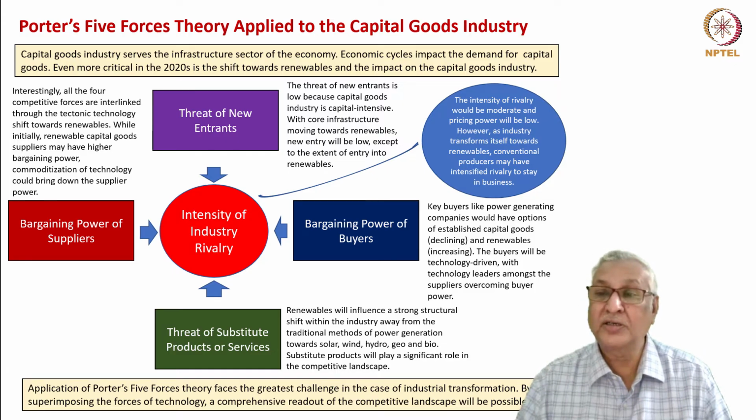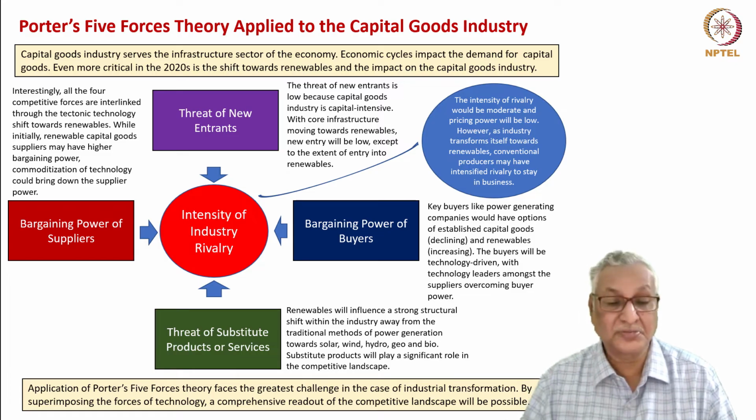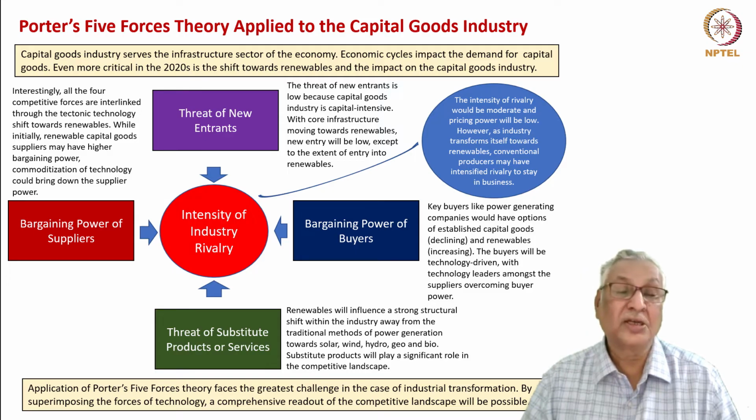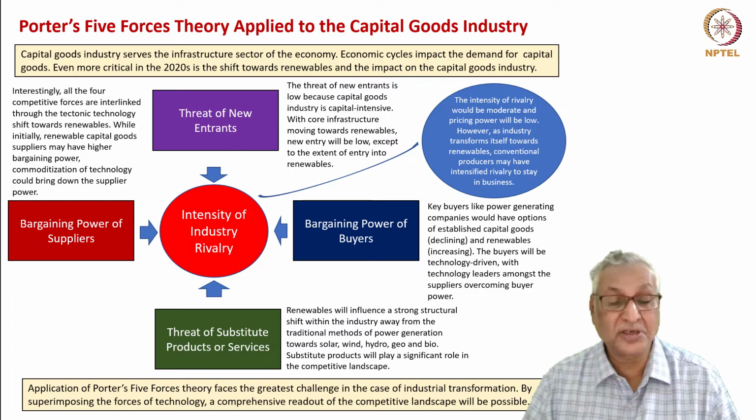It would be moderate and pricing power will be low. However, as the industry transforms itself towards renewables, conventional producers may have intensified rivalry to stay in business. The greatest challenge in the case of industrial transformation can be tackled to some extent by Porter's five forces theory.